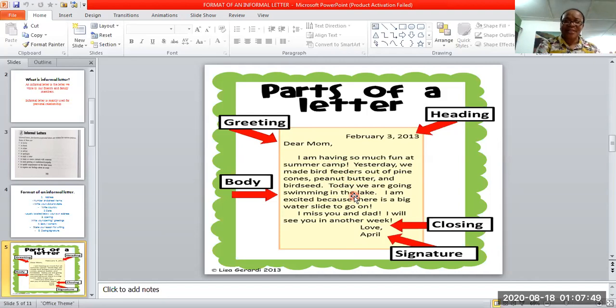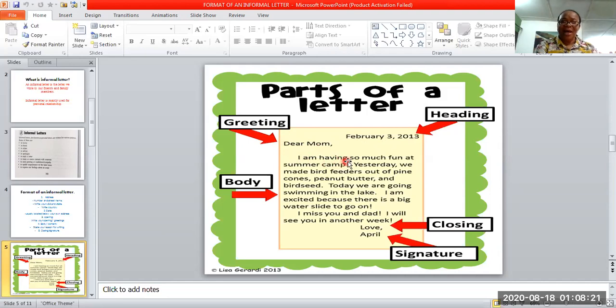So in this letter, let's look at what April has written. April is writing to her mom. And what is she saying? She wrote the letter February 3, 2013. And what is she saying to mom? The greeting, Dear Mom. Observe the arrangement.